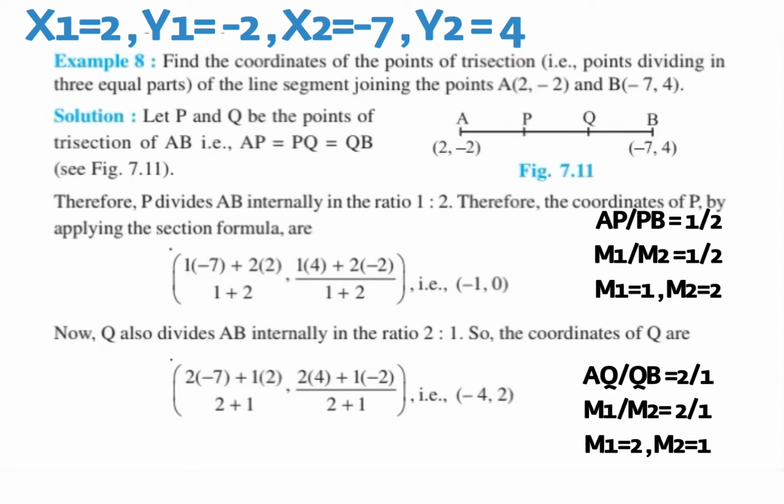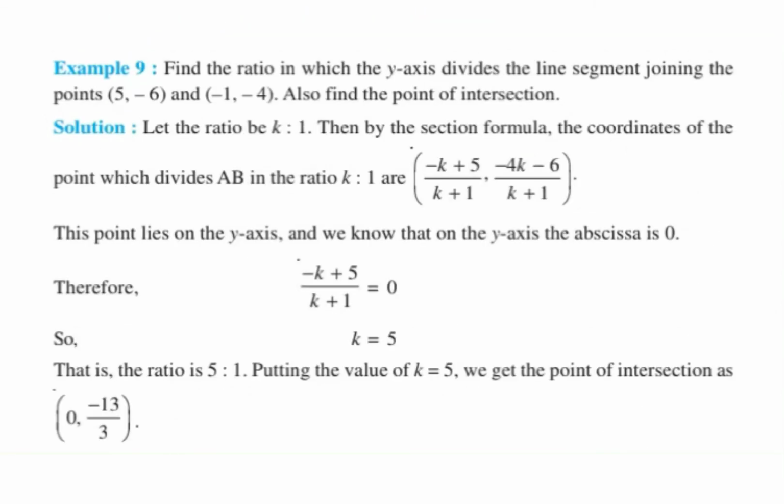So it is a very important question. Example 9. Find the ratio in which the y-axis divides the line segment joining the points (5, -6) and (-1, -4). Also find the point of intersection. So here we need to find the ratio in which the y-axis is dividing line segment AB formed by point A (5, -6) and B (-1, -4).